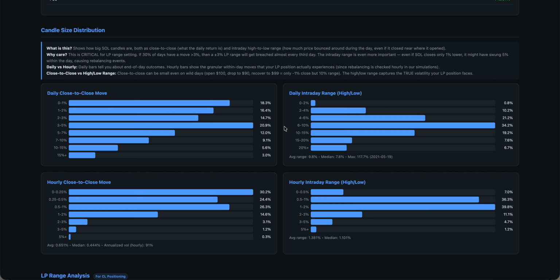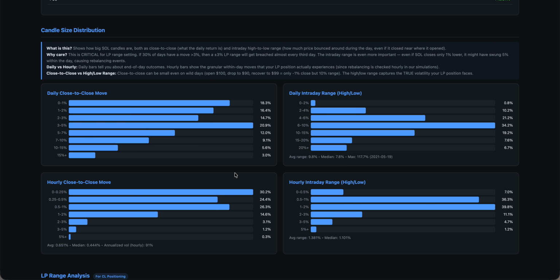For example, looking at the daily close-to-close move, you can see that within 3 to 5% daily price action you have the greatest share of the probability distribution, where Solana has the highest probability of closing the daily price above or below within a 3 to 5% range width.